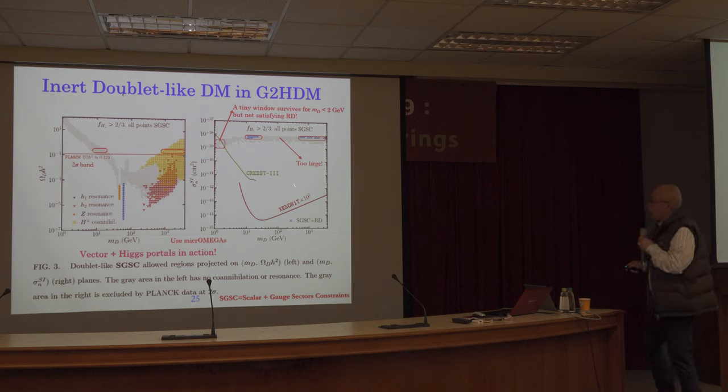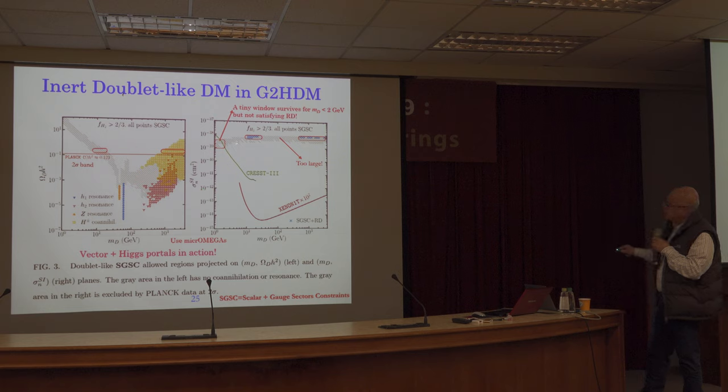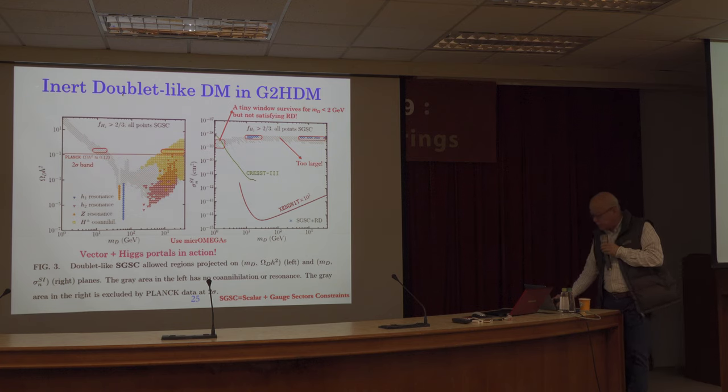And on the right, we can also project our scan result onto the direct detection cross section, the spin-independent cross section versus the dark matter mass. You can see that the prediction is way above all the experimental constraints. In other words, the inert doublet dark matter in this version is actually excluded by the data.